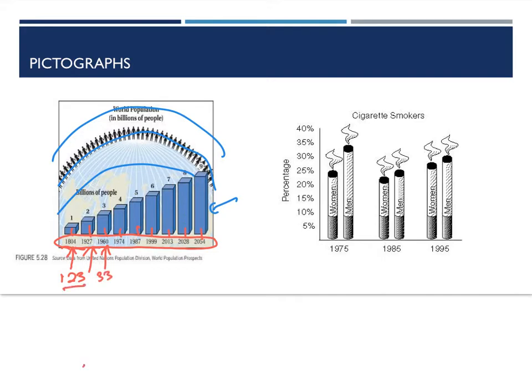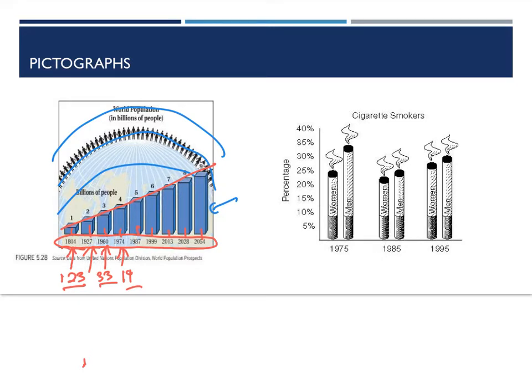123 years between the first step and the second, and now it's only 33 years between the second step and the third. And what happens when we get here? That's only 14 years. You can't do that. If you have an x-axis, if you start counting by 123s, you have to count each tick mark as 123 apart. You can't scale your graph by the y-axis. If you do, it's a lie.